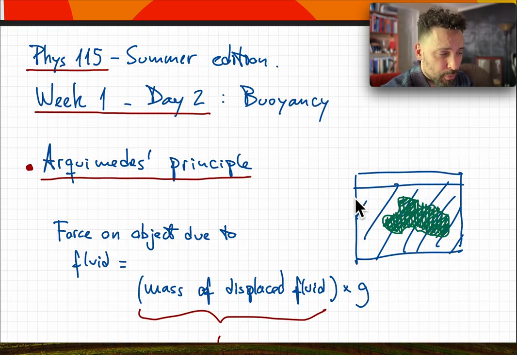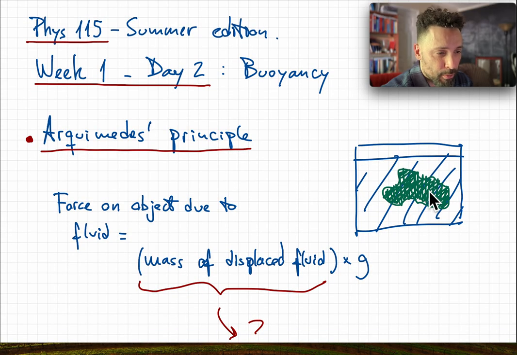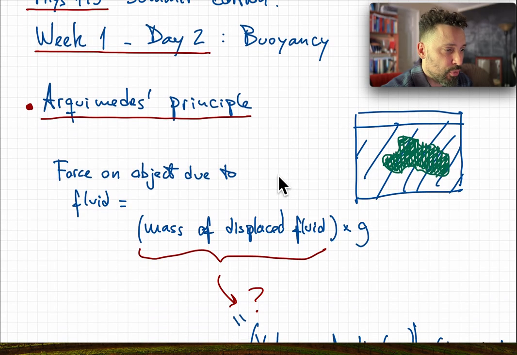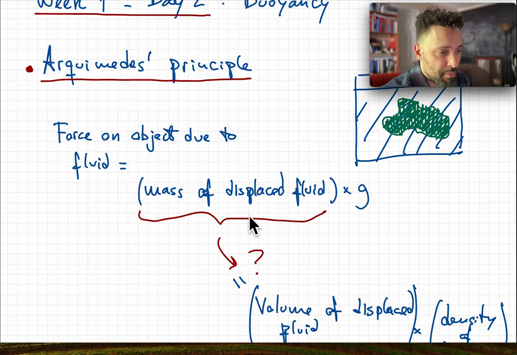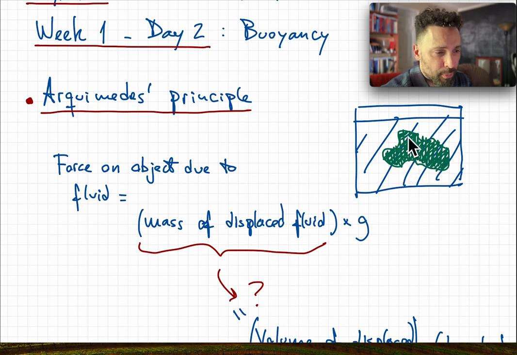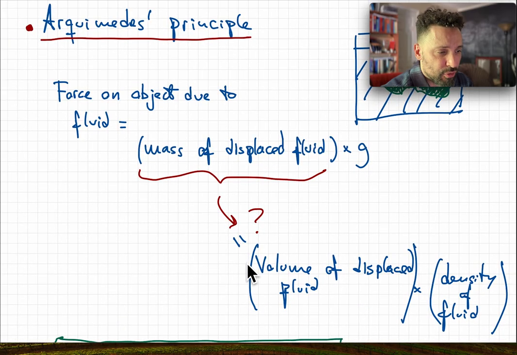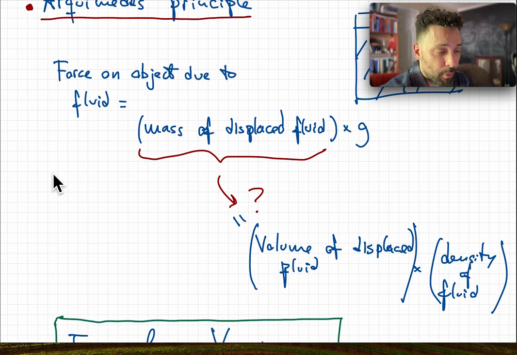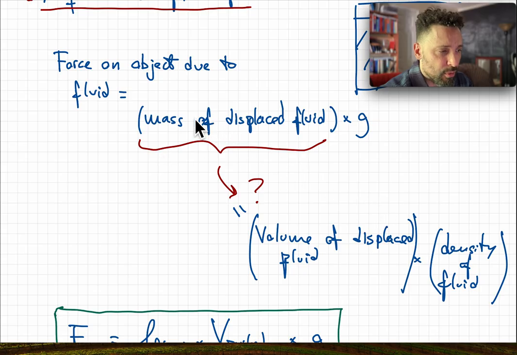So when you try to do that, the object will experience a force directed upwards whose magnitude is going to be given by the mass of the displaced fluid times gravity. In other words, when you're trying to submerge an object like this in a fluid, you're going to displace some fluid, and that is going to have some mass. Now, there's a way to write that mass: it is the volume of displaced fluid times the density of the fluid. Remember that fluids always have some density, and so you can write this mass of displaced fluid as volume times the density.